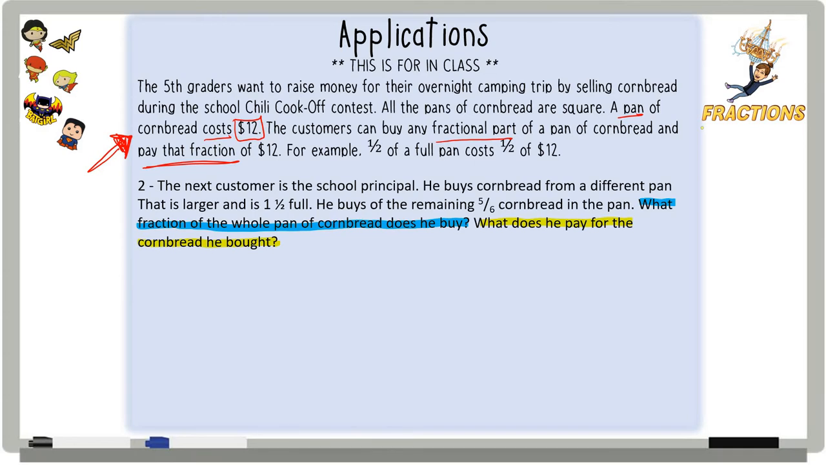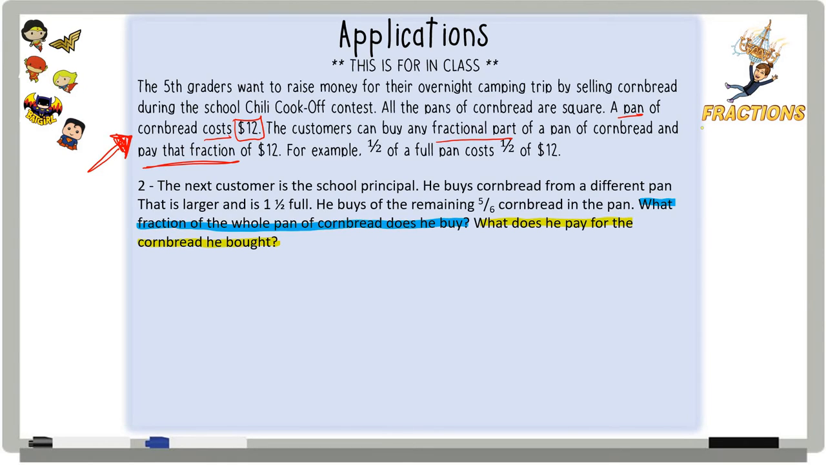We need to know how much of the pan was left. Okay, well, did he buy a full pan? Did he buy part of a pan? And then how much of that pan? If it was a full pan and he bought half of it, we're only going to charge him half the price. If there was half of a pan and he bought half of that half, we have to do a little bit more. All right, so let's go through and take a look.